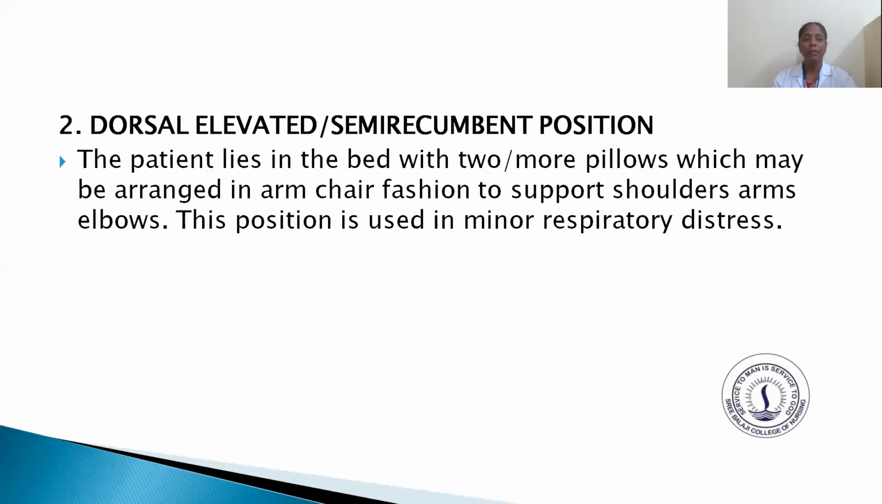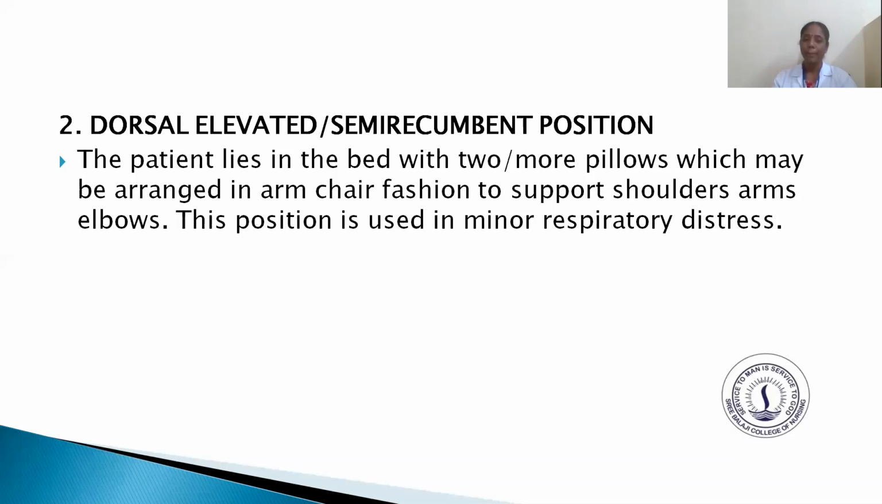Next, we move to the dorsal elevated or semi-recumbent position. The patient lies in the bed with two or more pillows, which may be arranged in an armchair fashion to support the shoulders, arms, and elbows. This position is used in minor respiratory distress. That is called the dorsal elevated position.